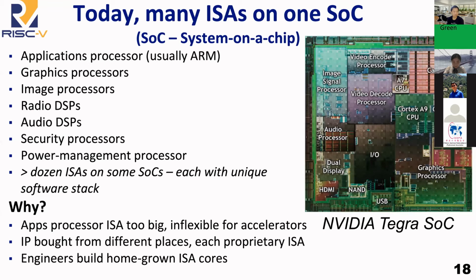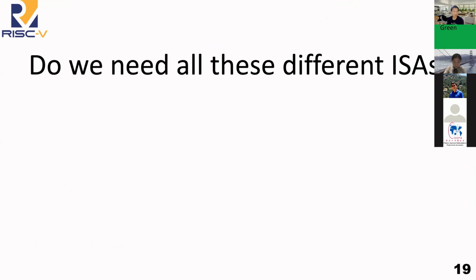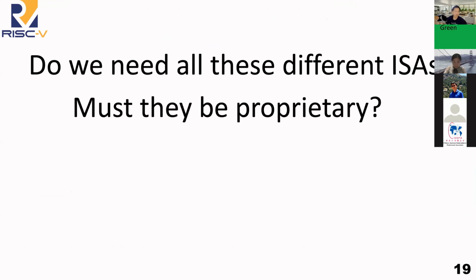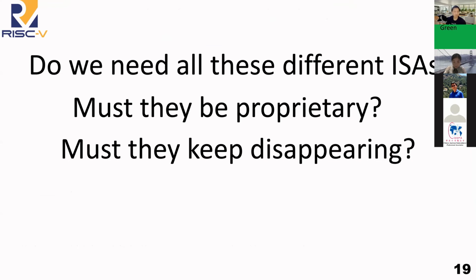And finally, one other problem is because of the costs here, sometimes managers allow engineers to go build their own instruction sets. And that's a really bad idea because you have to support these with software. And that's a big, big cost that people don't usually account for. So do we really need all these different instruction sets? Do they have to be proprietary? And do they have to keep disappearing?